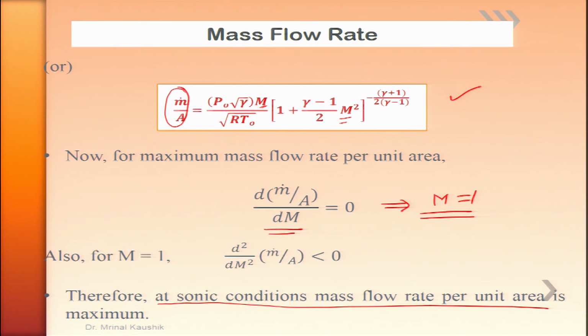Now, taking again the differentiation which has been shown here and introducing the value of m equal to 1, what we achieve is that the second derivative of m dot by A is nothing but negative. We know from the maxima minima second principle that wherefore the first derivative value, if the second derivative comes out to be negative, obviously the function has a local maximum. Therefore, for m equal to 1, that is along the duct wherever the Mach number is 1, under that condition the mass flow rate becomes maximum.